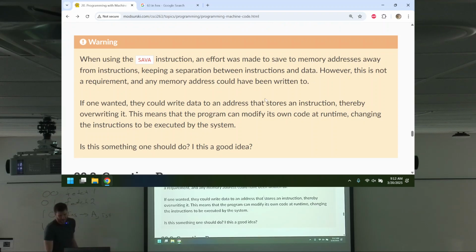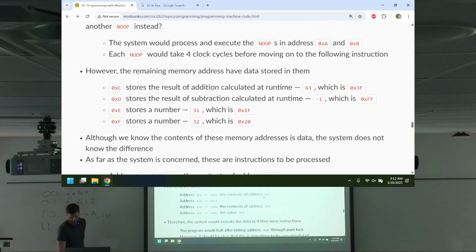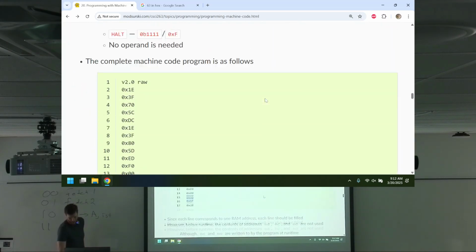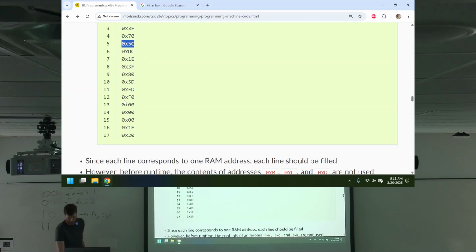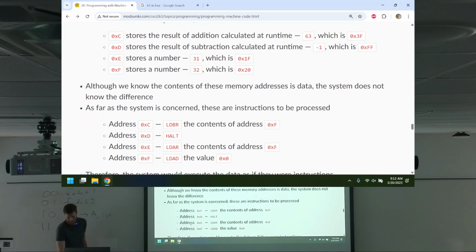So when using the save A instruction, an effort was made to save to memory addresses away from instructions, keeping a separation between instructions and data. However, this is not a requirement, and any memory address could be used. We already talked about this a bit, right? When I saved, like here, 5 was save A to some RAM address. And I was saying we could have put it here, or here, or wherever we want.